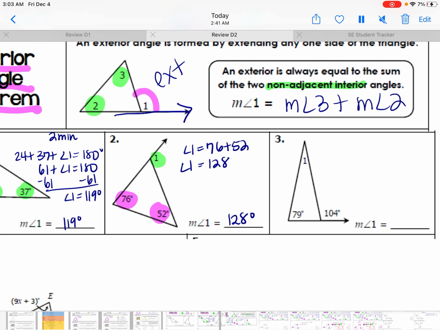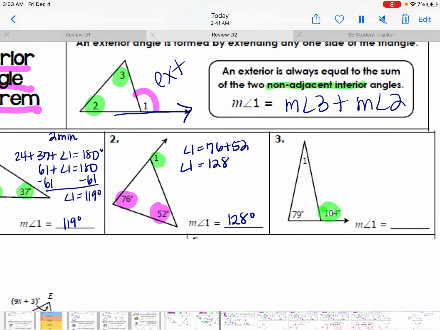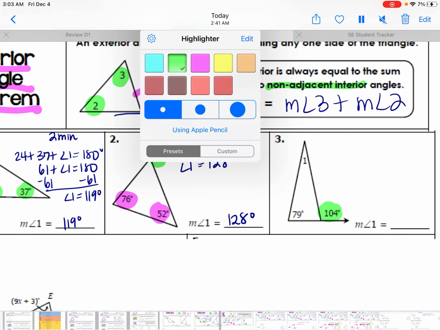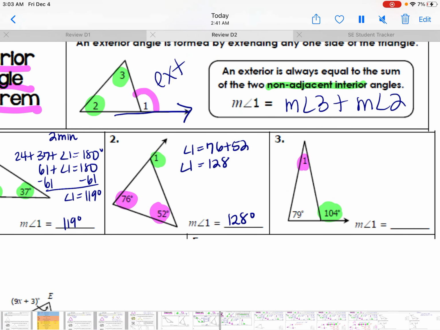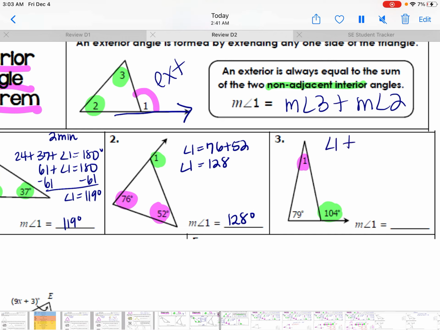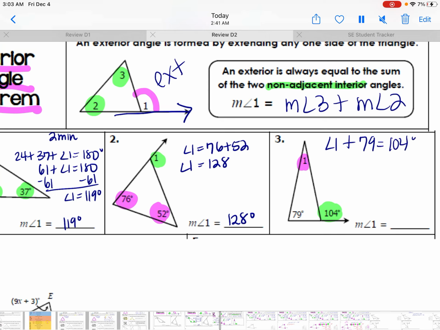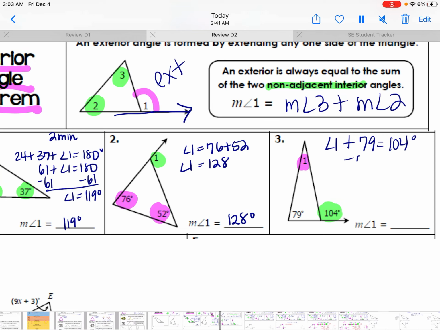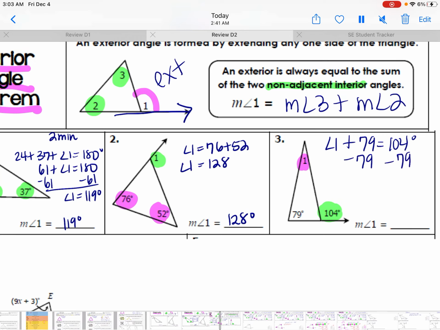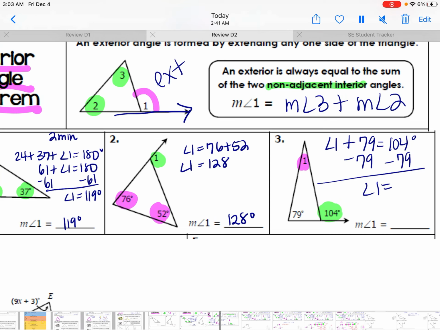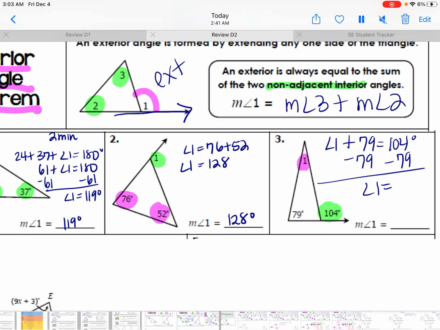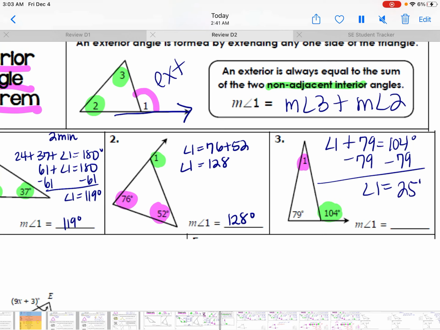Now, let's go ahead and continue with problem 3. The outside angle is 104, and that's already given to us, the exterior angle. So we're looking for one of the non-adjacent interior angles. Let's recall that when we add the two non-adjacent interior angles, the sum is equal to the exterior angle, 104. So angle 1 plus 79 is going to be equal to 104. Get rid of the constant by subtracting 79 on both sides, and what you're going to get here is 25 degrees.